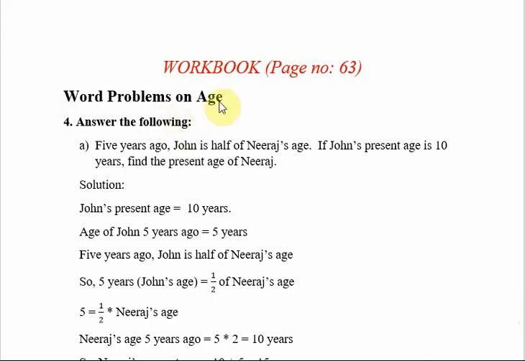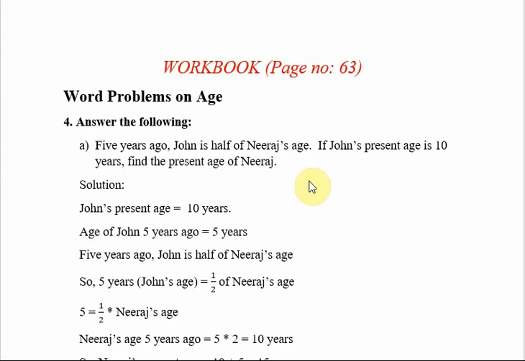Word problems on age. Here some word problems are given related to age. Question number 1. 5 years ago, John is half of Neeraj's age. If John's present age is 10 years, find the present age of Neeraj. Here the question says John is half of Neeraj's age 5 years ago. That means 5 years before, John is half of Neeraj's age.